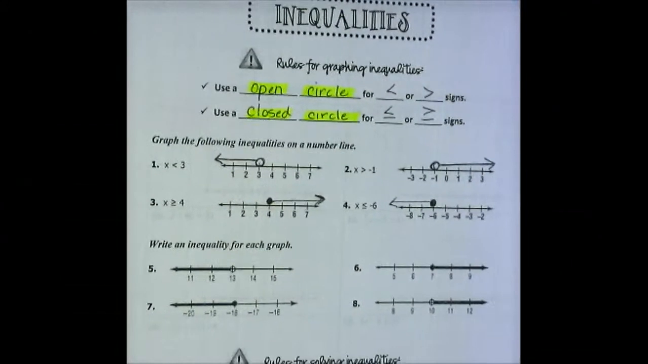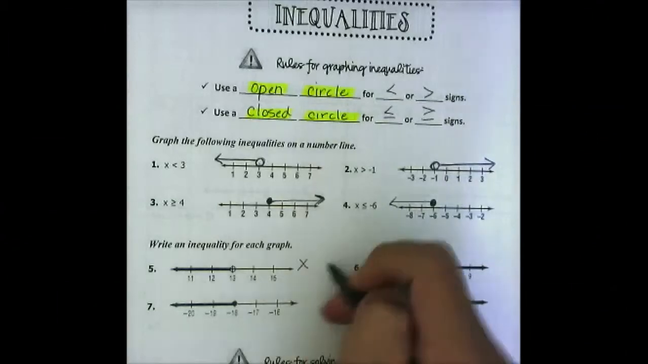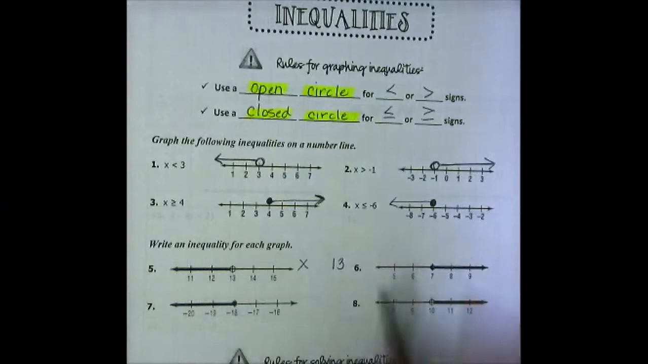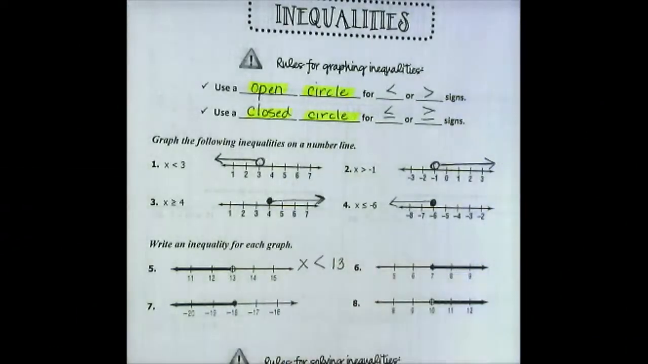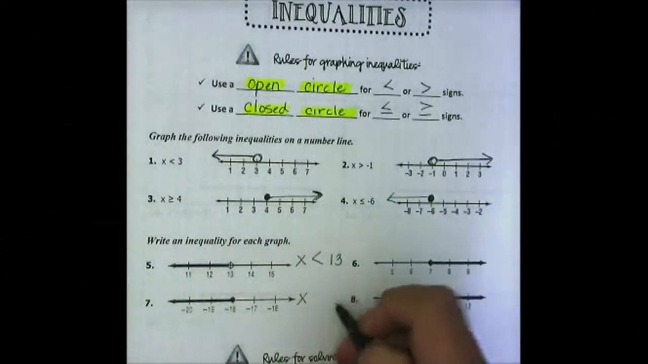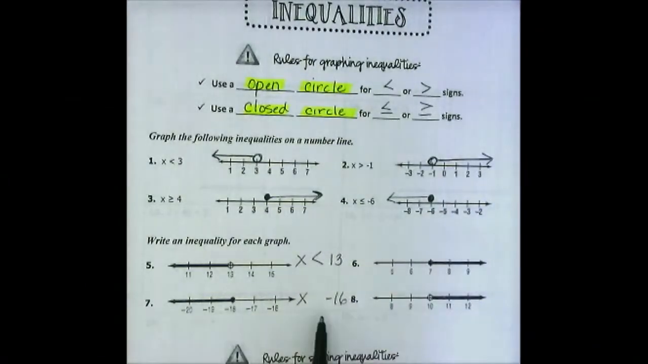Number 5, let's look at these. These are going to go backwards. They give us the graph, and they want us to write the inequality. So here we've got x and we've got 13. We have an open circle, so we know it's either going to be a less than or a greater than. And because the numbers are to the left, we know it's going to be less than, so x is less than 13.